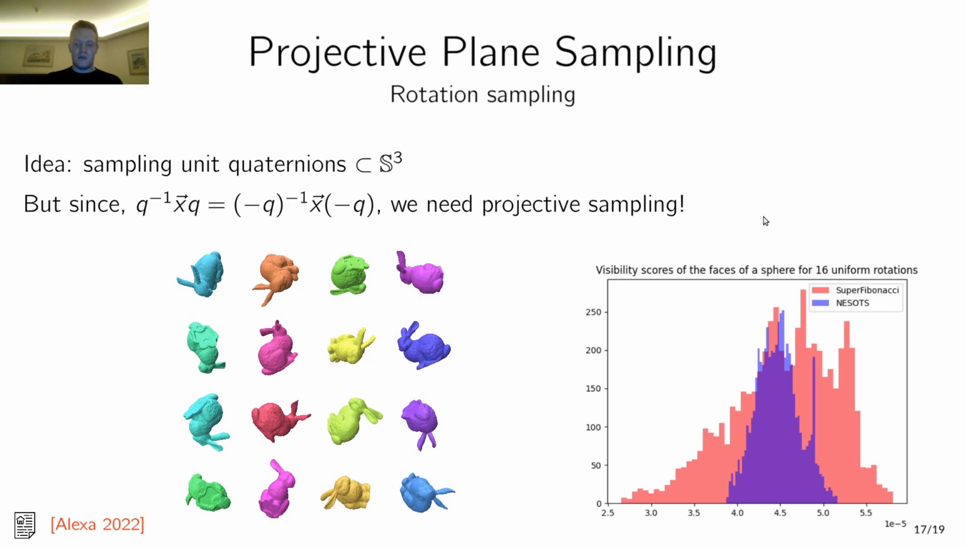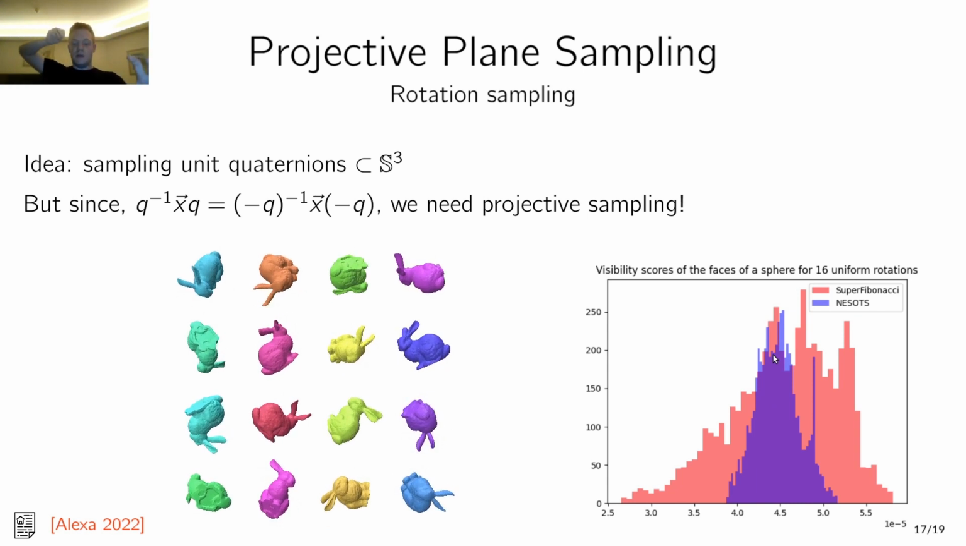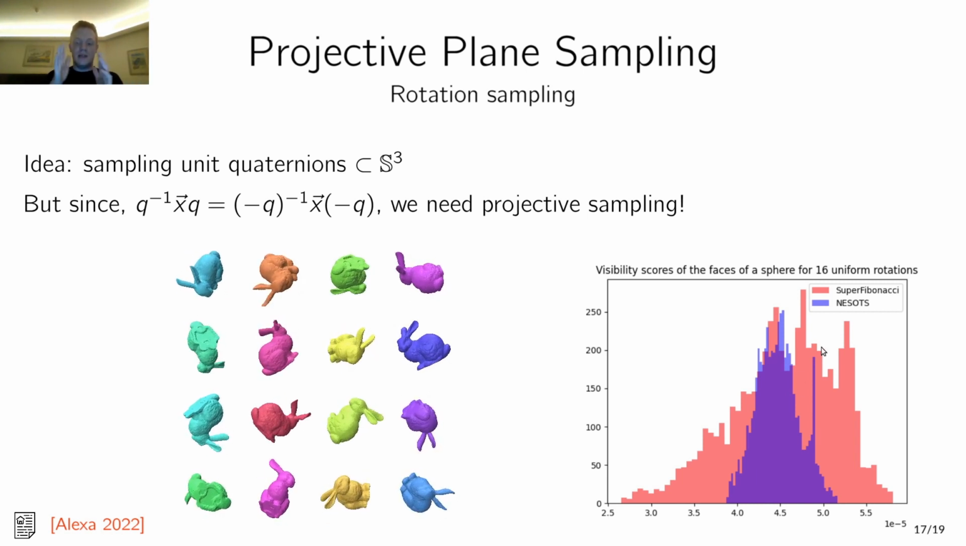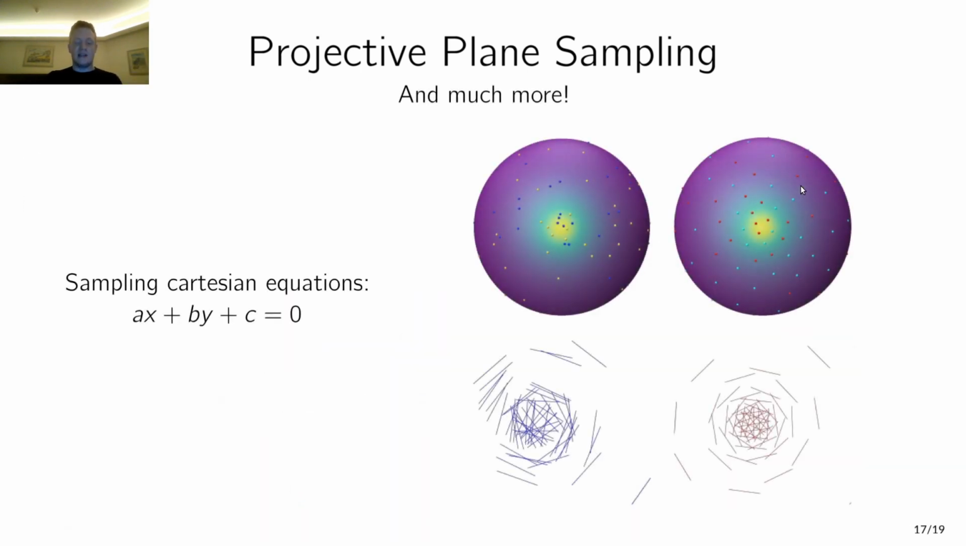And for a small number of rotations, we can show this by picking a sphere, picking a light or a camera, applying all rotations to the sphere, and comparing the visibility scores among all rotations. We show that the variance of the visibility is much smaller in our case, which means that in some sense we are more uniform than the super Fibonacci for a low number of rotations. Okay, but what is interesting here is that actually many objects are defined in a projective way.